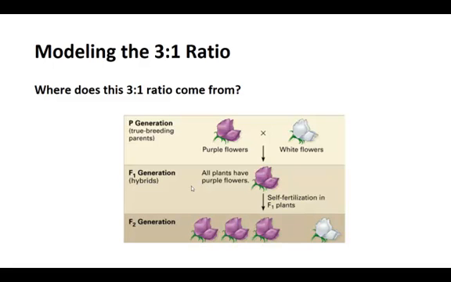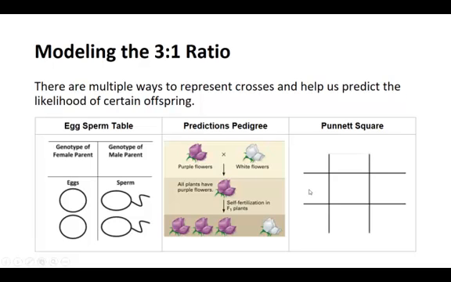And we can use that to help us answer this question: where does our 3-to-1 ratio come from? In this F1 generation, how is it that when we take two of these hybrids or heterozygotes, we always seem to see 75% of the offspring have the dominant trait and 25% have the recessive trait? We've been asking that same question since the beginning of our unit. Well, let's go ahead and build an egg-sperm table and a Punnett square to help us figure that out.